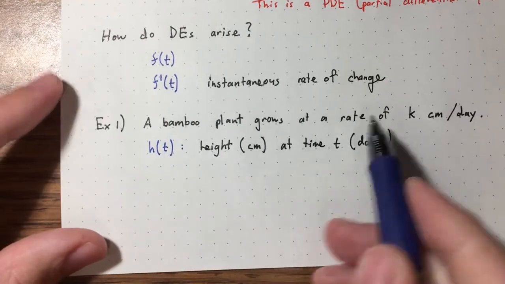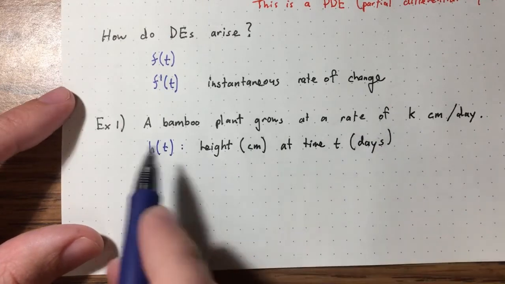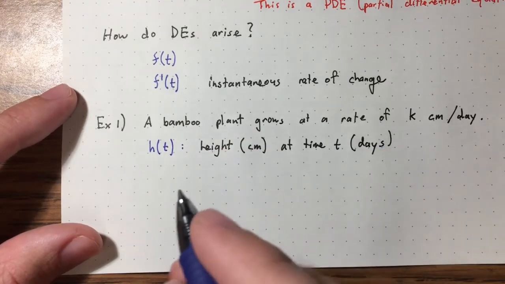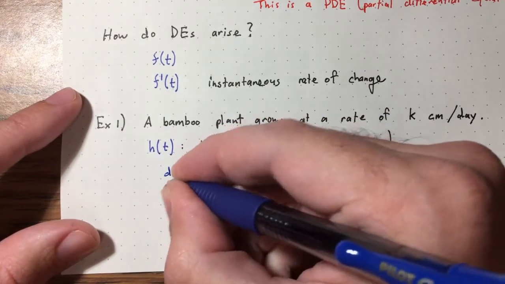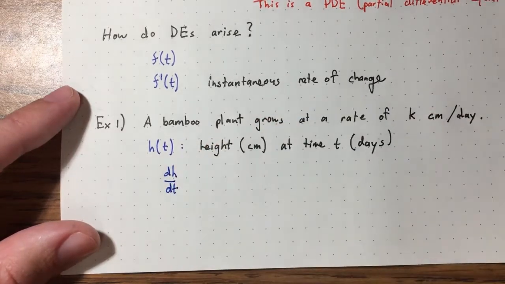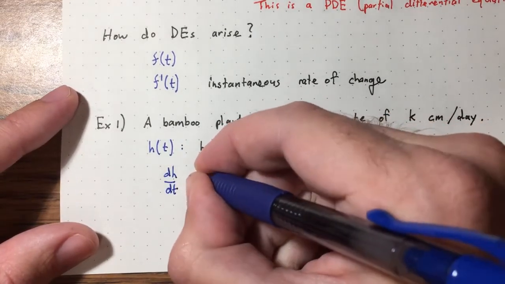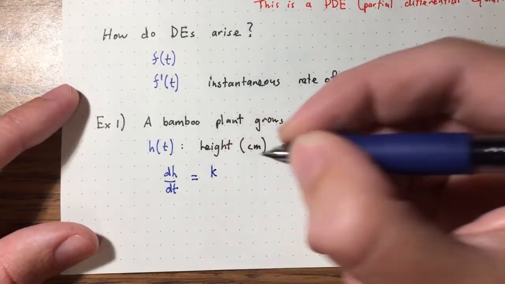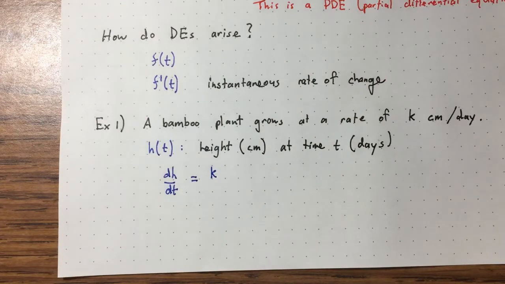So what is this saying? It's saying that the height is changing at a rate of k centimeters per day. So the rate of change of the height, dh dt, the derivative of h with respect to t, is just this fixed number k. So dh dt equals k. And that's actually a differential equation that we just wrote down. This is a fairly simple differential equation. This is one that we can solve just with techniques from single variable calculus.